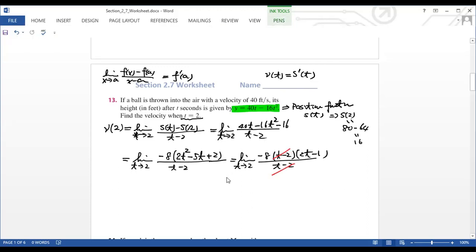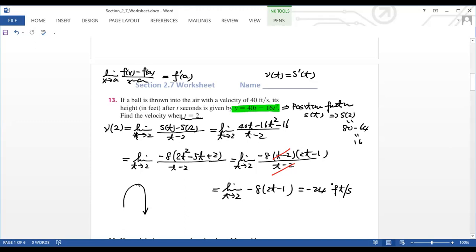So you will have the limit as t approaches 2 of negative 8 times (2t minus 1). So this is negative 24 feet per second. It kind of makes sense, right? When you throw the ball up and it starts falling down, you are going downhill. That's why the velocity is negative 24 here.